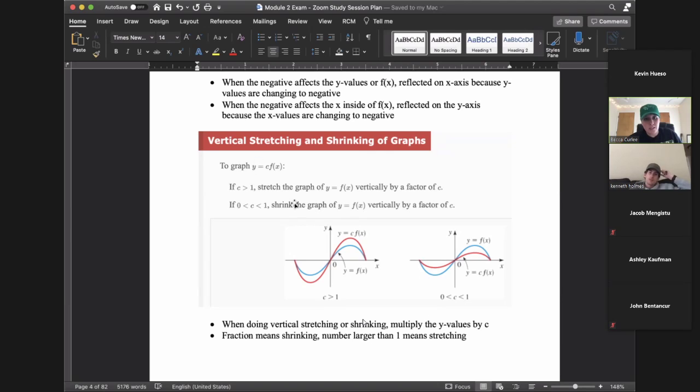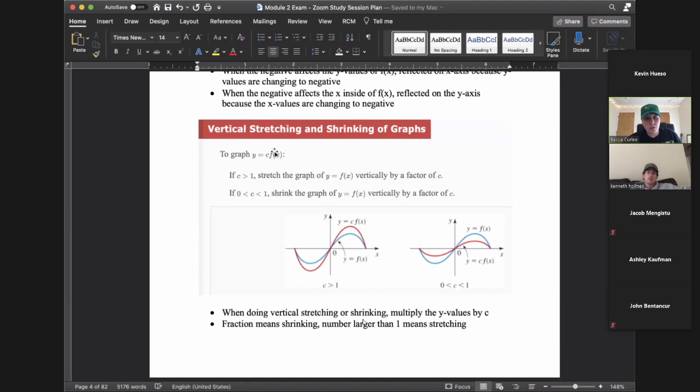If you see right here where the c is, if you see a 2 there, then you're stretching vertically by a factor of 2. If you see a 1/2 there, then you're shrinking vertically by a factor of 1/2. So you're multiplying your y values, your f of x, by whatever that is.